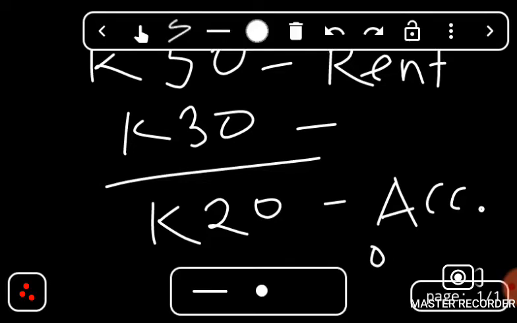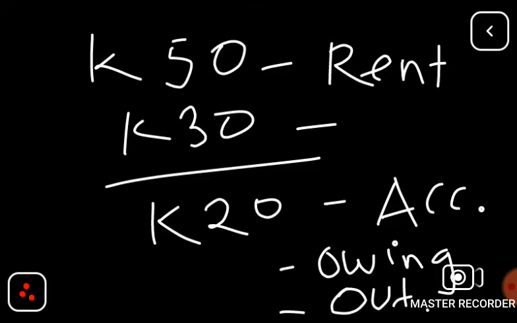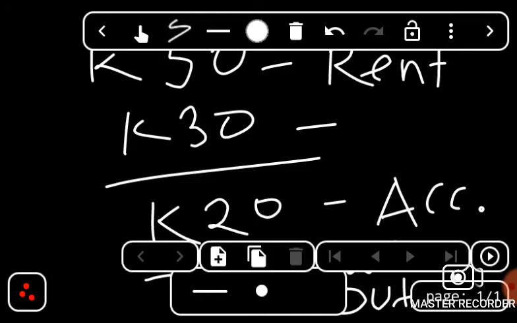Okay, let me just rewrite that. Also known as owing, also known as outstanding. So this is the amount outstanding for the year. Okay, so we know what an accrued expense is. So let's look at how we treat it under the final accounts. So, treatments in the final accounts.